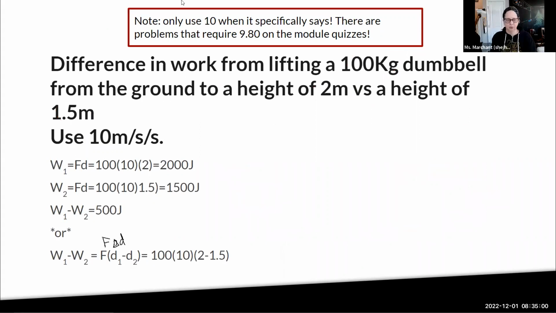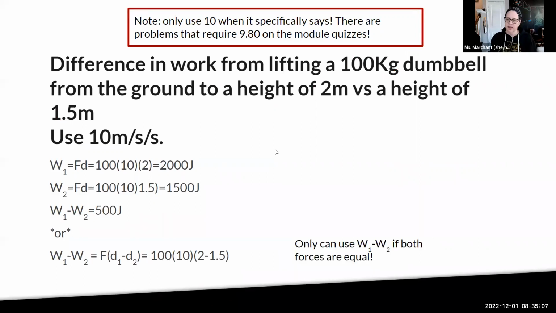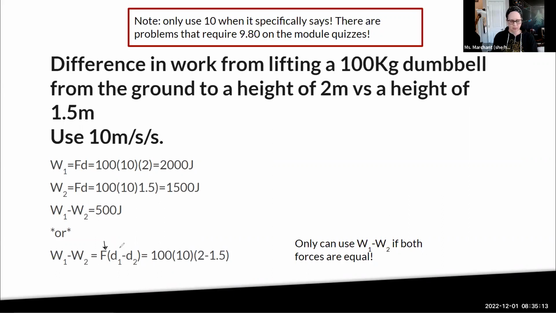I did want to show it both ways so you can start getting familiar with using that delta sign. In this case, you can only do that if both the forces are equal. So if you have 2 different weights, you cannot use this second set of problems. You would have to just directly compare if it's 2 different weights. So you'd have 2 different forces.